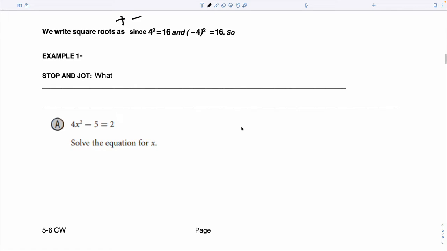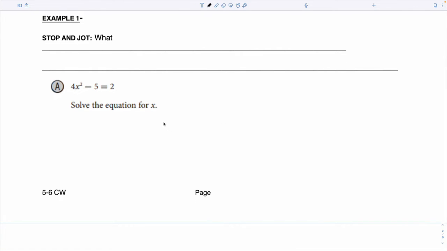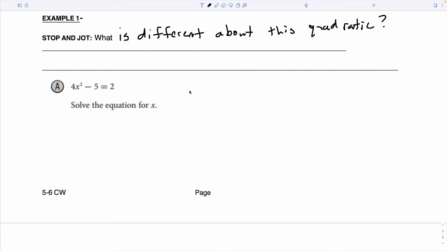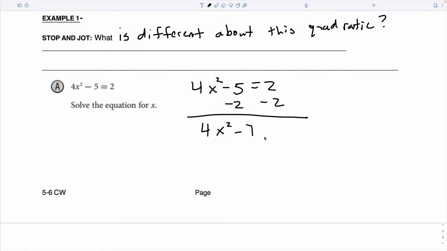Stop and jot. Example 1. What is different about this quadratic? I'm going to set this up for you and make it look a little simpler, and then I want you to try to solve and jot down 1 or 2 sentences about what is kind of weird with this one. I'm going to subtract by 2 to make my very own 0. What I'm left with is something kind of weird. 4x squared minus 7 equals 0.